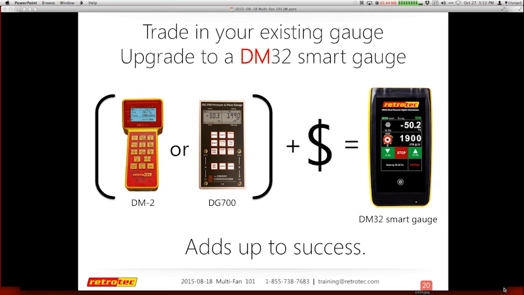Sounds like that's about it then. Somebody did ask about the upgrade, which I'll just drag over here real quick. I didn't have it in this set of slides earlier, but someone asked about the upgrade that many people might be debating on, upgrading their gauge. Retrotec does have a buyback or trade-in program where you can trade in your DM2 or the DG700, pay a little bit of money, and you get a brand new DM32 smart gauge. It's a great price and a no-brainer if you're thinking about it. And you can actually use the DM32 to run your existing Energy Conservatory fans, Duct Blaster or Minneapolis Blower Door.